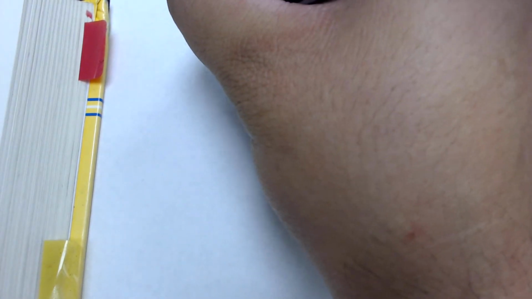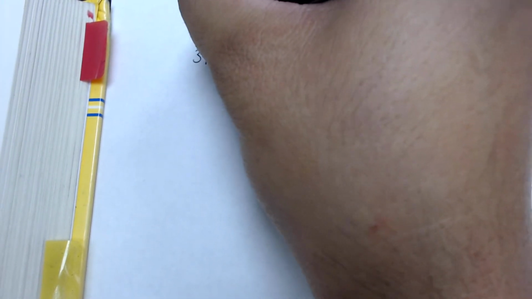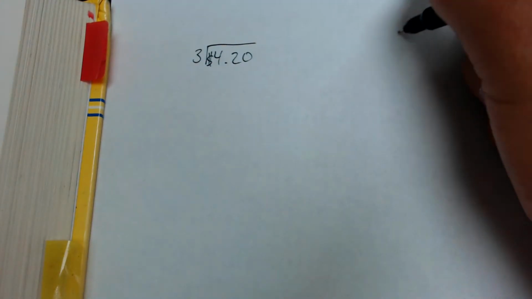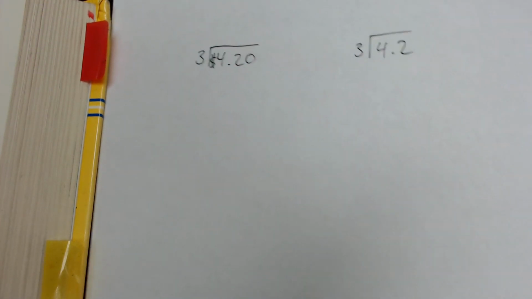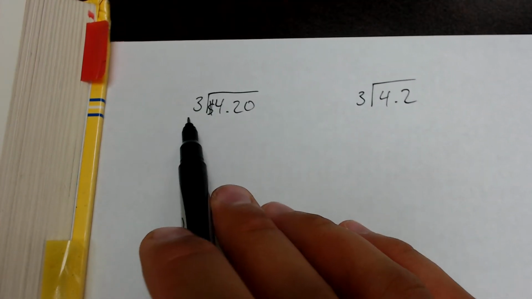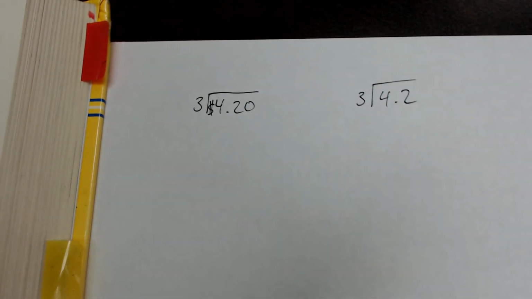So let's say we had, we'll do the same problem but in two different ways. Let's say we had 3 dividing $4.20, and then we have 3 dividing 4.2. Same rules are going to apply. And remember, this is because our divisor is a whole number. Later on, we'll learn how to divide decimals by decimals, but that's not today.